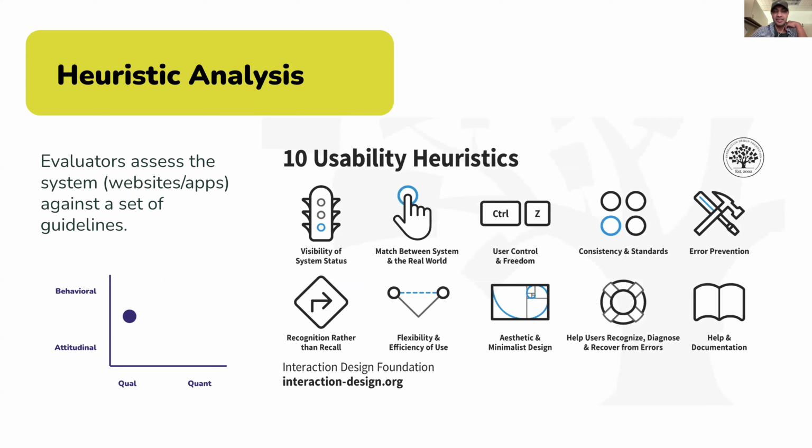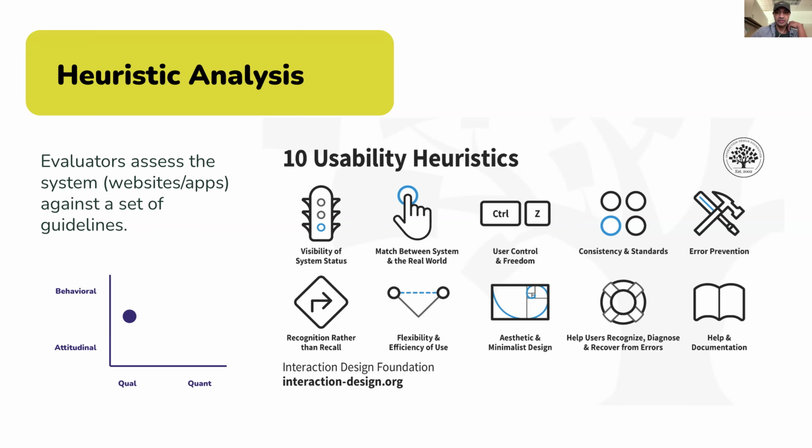Okay. So the next type of research method that we're going to talk about is called heuristic analyses. This kind of falls in that middle quadrant between behavioral and attitudinal. This is a research technique that you usually do with your fellow UX researchers, not with participants.